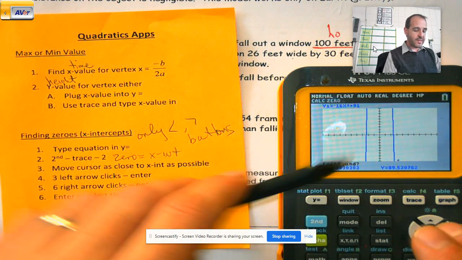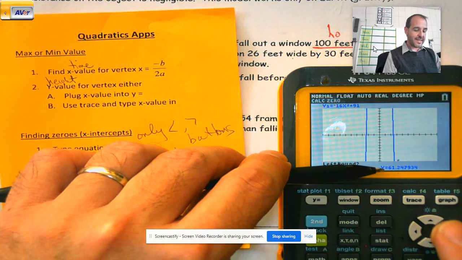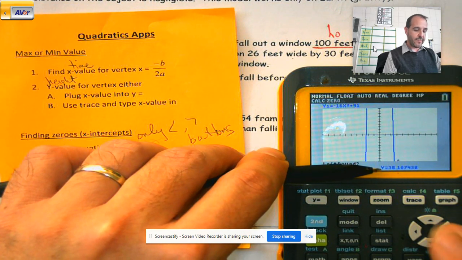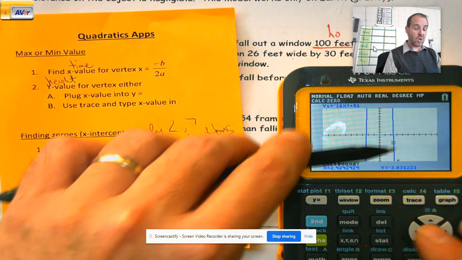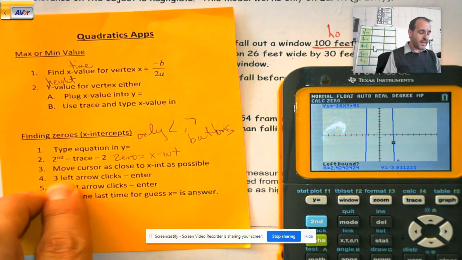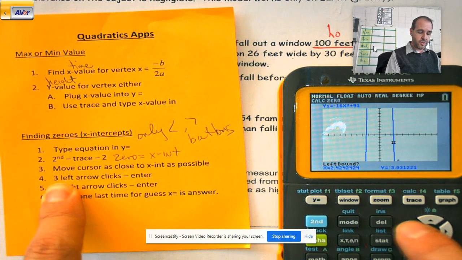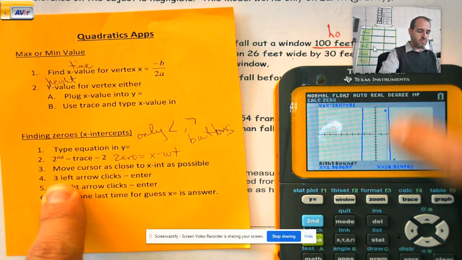As I start moving to the right, notice the y value is coming down. We want that to get as close to 0 as we can. So we're going to keep hitting right. Cursor will show up. There it is. Oh, okay, that's as close to the x-axis as we're getting. That's okay. So once I'm there, 3 left arrow clicks. 1, 2, 3. It's okay if your cursor disappears again. Enter. Okay, there's our little border. All good.